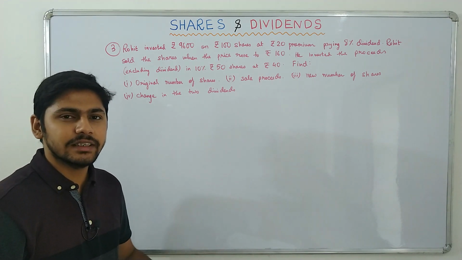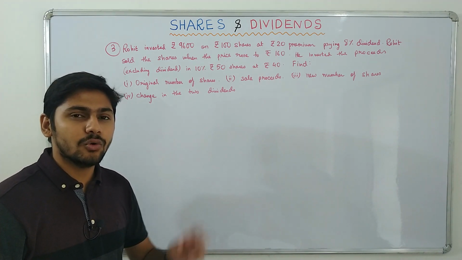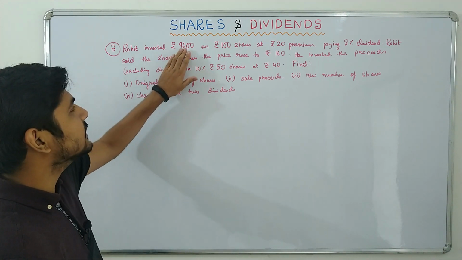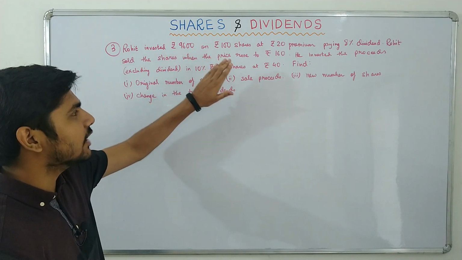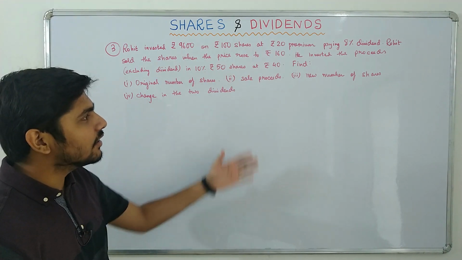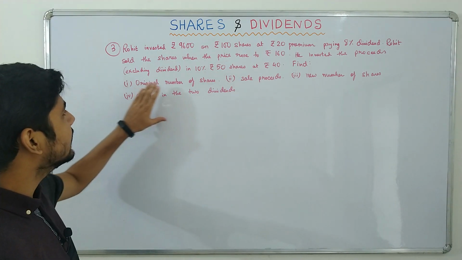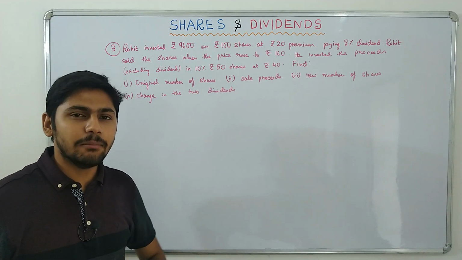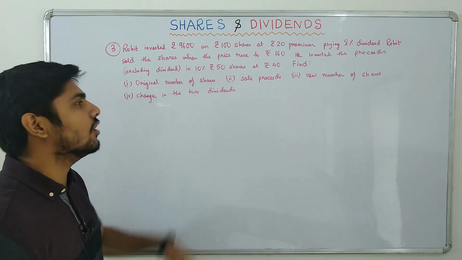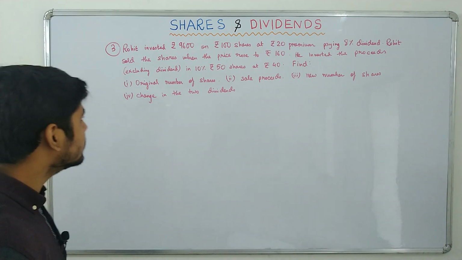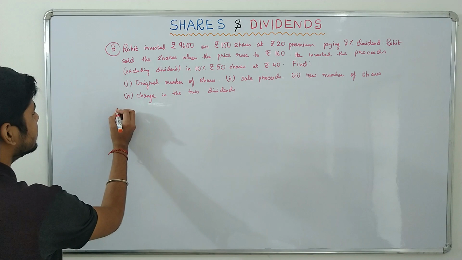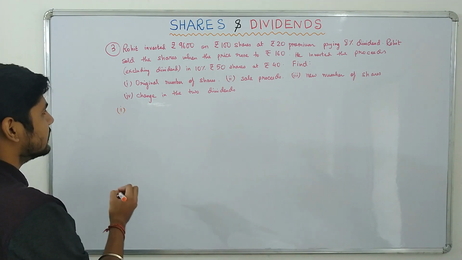Now in this question we can see that there are 2 transactions occurring. First transaction, when he invests rupees 9,600 on rupees 100 shares at rupees 20 premium, and second, when he invests the proceeds in 10% rupees 50 shares at rupees 40. Keeping in mind the 2 transactions, we solve the question. First of all we have to calculate the original number of shares. That means it is referring to the first transaction.